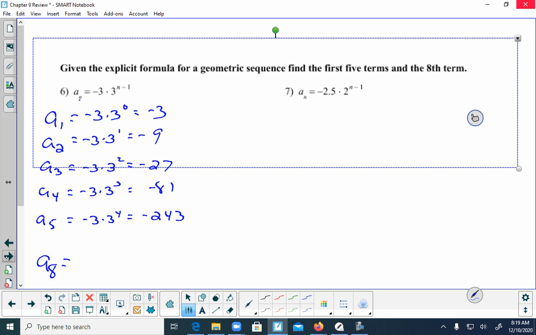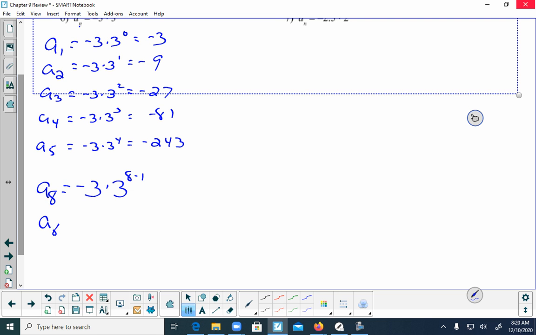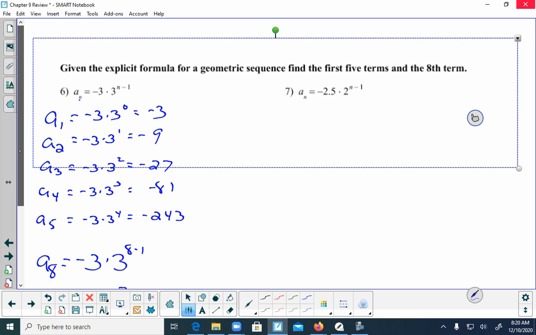Now it wants me to find the 8th term, so since it's given to me in an explicit formula, all I have to do is substitute that 8 in, so negative 3 times 3 to the 8 minus 1, if I want to be clear. And so that would be negative 3 times 3 to the 7th. And when I do that, I get negative 6,561. Okay, the next one, still doing the same thing. I'm going to find the first 5 terms and then find the 8th term.